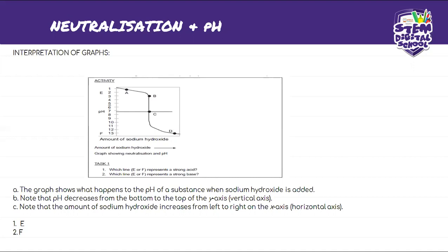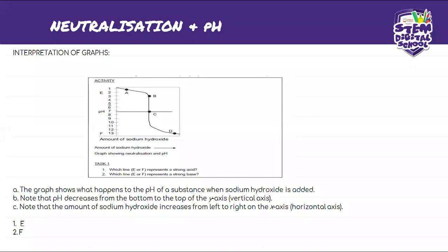Now the question was, which line, E or F, represents a strong acid? So it is E, if you look at the top. And F represents what? A strong base. All right. So in between, for example, if somebody should say, what is D representing? D is a base, a strong base.